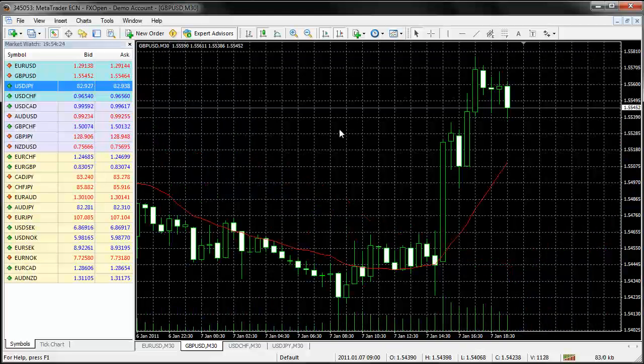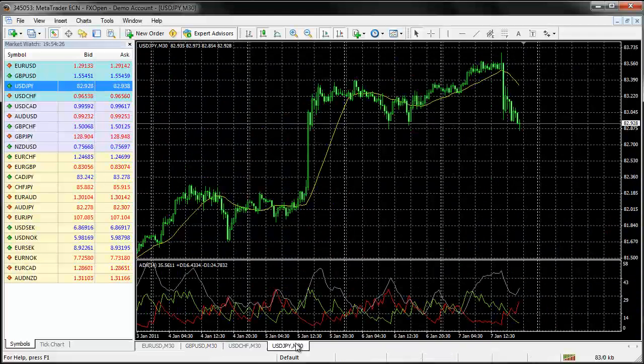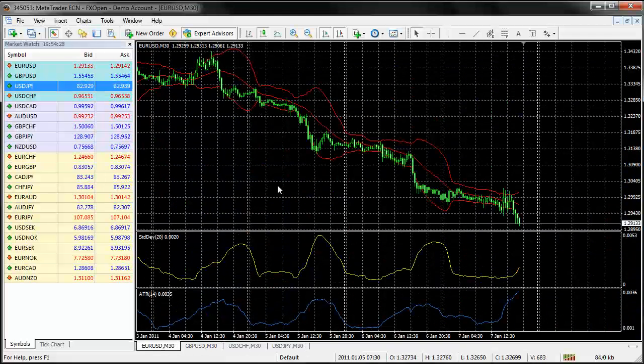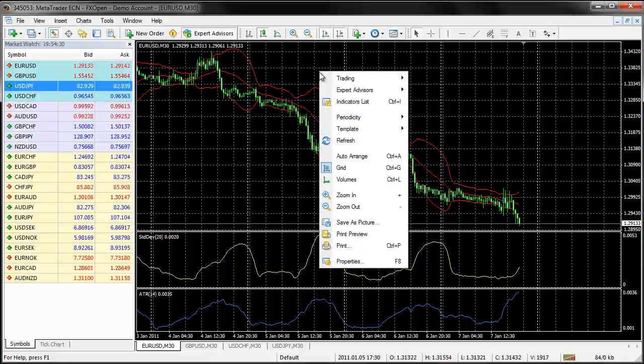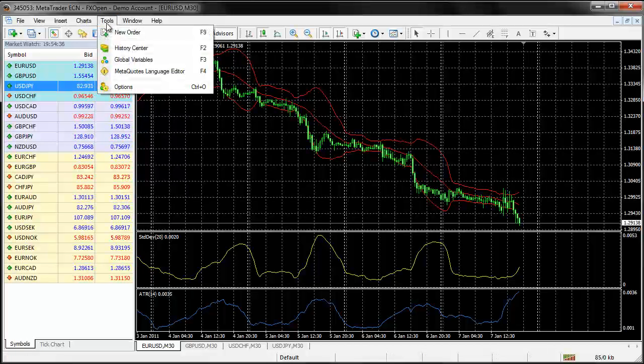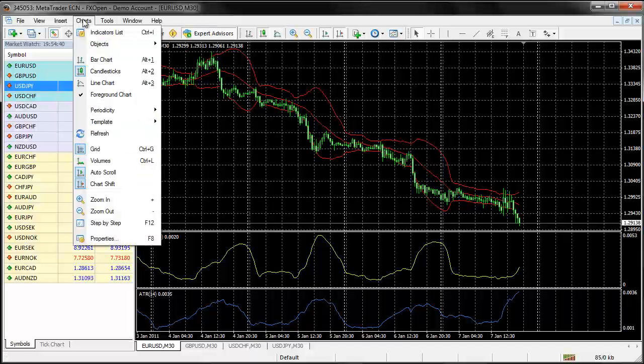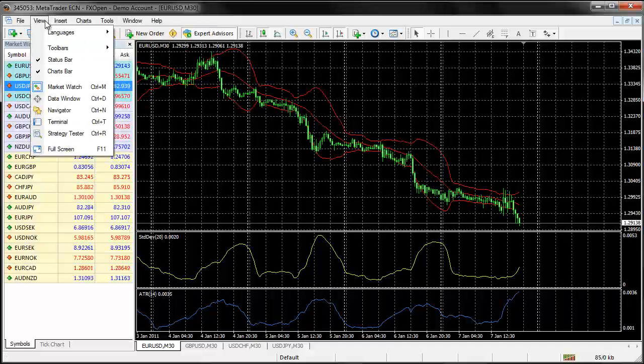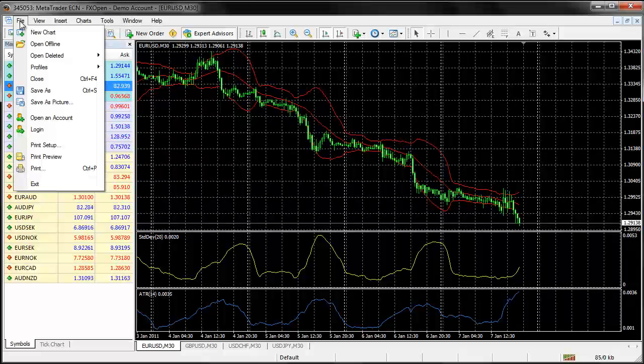The third way is choosing the desired chart that you would like to open a trade from, and choosing right click, trade, new order, or alternatively pressing F9. The other way is up here through the tools, new order, and pressing F9. I believe those are the only ways that you can go ahead and open up trades. So there you have it.